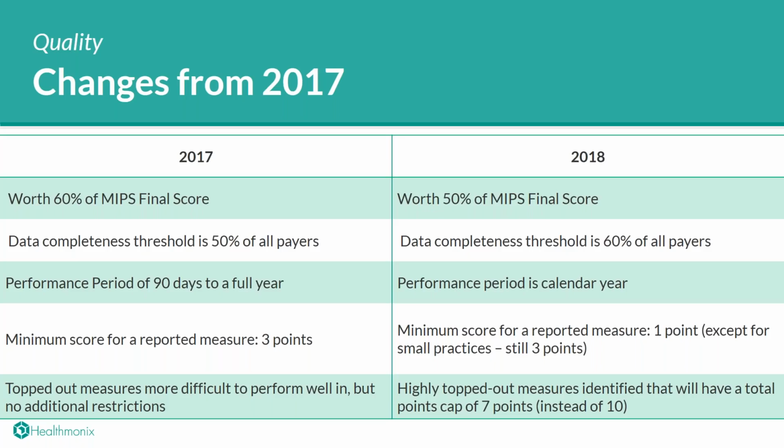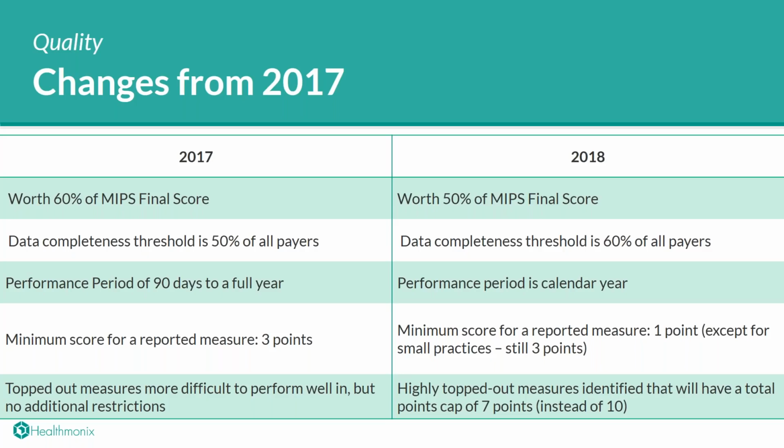Additionally, the performance period is going to change from 90 days to a full calendar year. So this is another piece that really necessitates you to look at how you are capturing your MIPS quality information, because no longer can you just report on the last 90 days of the year or any 90-day window for that matter. Beginning in January for the entire year, you should be considering how you're doing in MIPS and tracking your quality measure performance and being able to use that information to report on at least 60% of your patient visits for the measures you're reporting on.